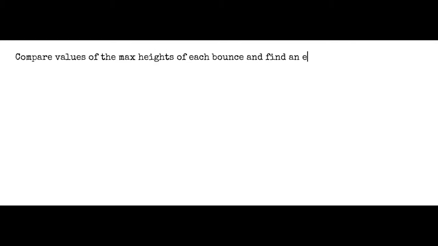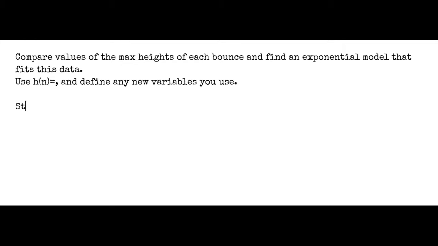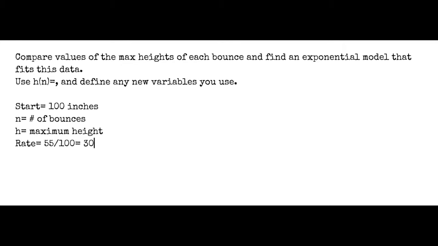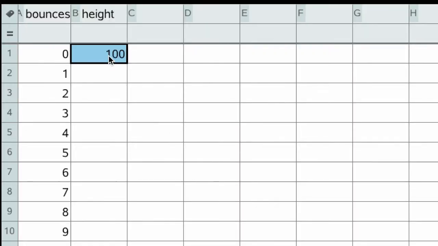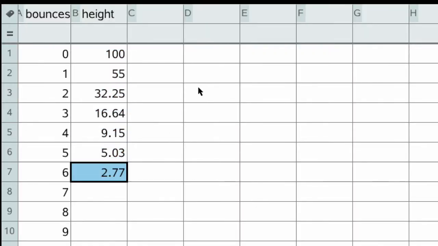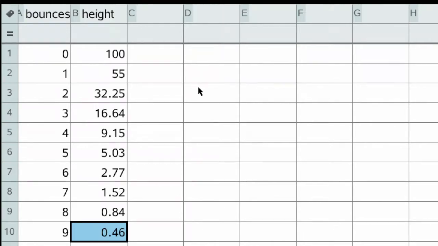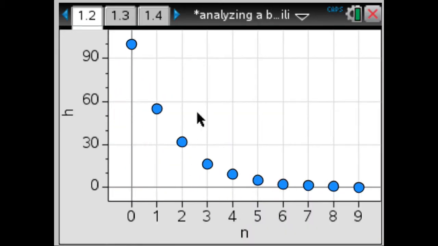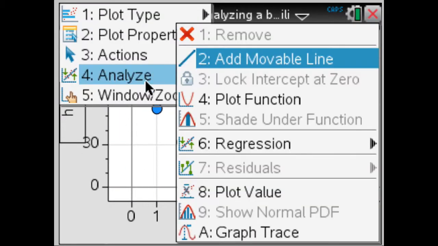To find the function that fits the describing behavior, we used an exponential model. Our starting point was 100 inches, n equals the number of bounces, h equals maximum height, and we found the rate by looking at the ratio between the first and second trials and the second and third trials. From all this information, we came up with an equation of 100 times 0.55 to the power of n. Using our handy-dandy TI Inspire, we were able to plot the data points on a graph and checked our equation to see if it matched the points.